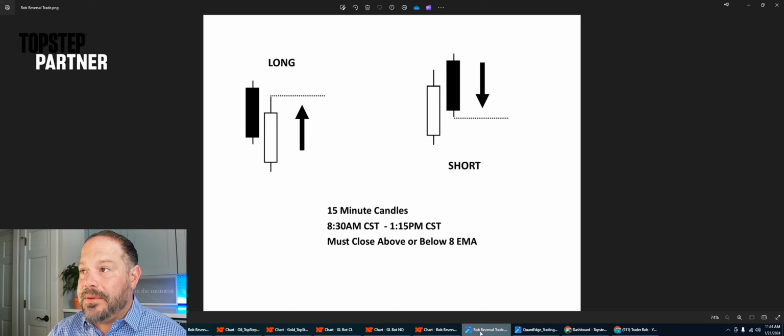To be honest with you, it's a very, very simple strategy. In fact, some people might say it's too simple and they don't even understand, how does this thing even work? Well, I coined it. Actually, I didn't coin it. My brother-in-law coined it, the Rob reversal.